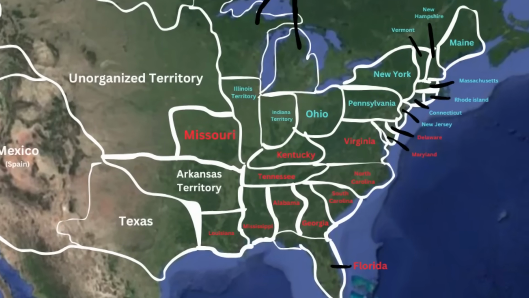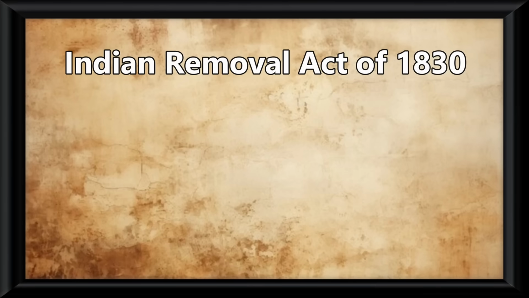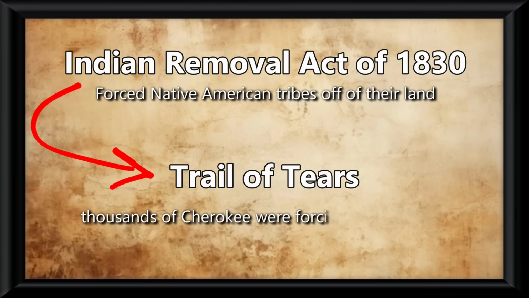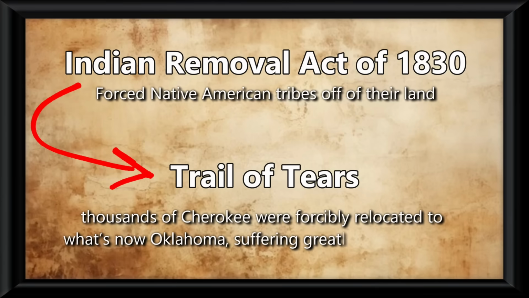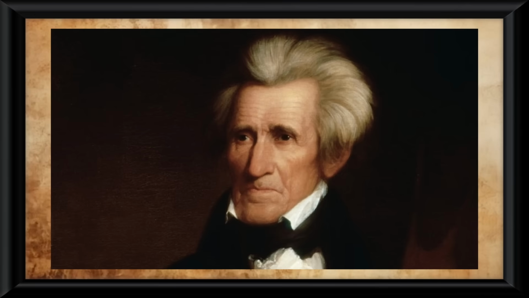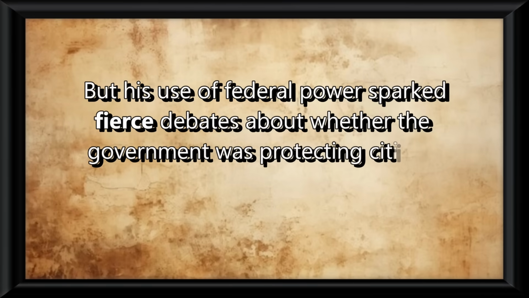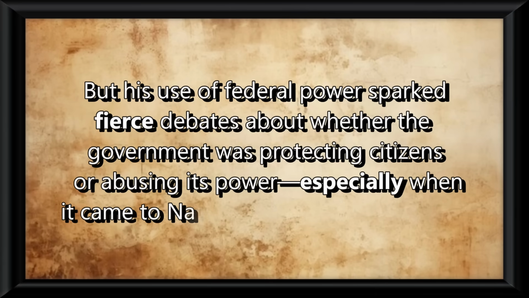As expansion roared heavily on the frontier, Jackson backed the frontier settlers with policies like the Indian Removal Act of 1830, which forced Native American tribes off of their land. This led to the Trail of Tears, where thousands of Cherokee were forcibly relocated to what is now Oklahoma, suffering greatly along the way. Jackson's policies made him a hero to many frontier settlers, but his use of federal power sparked fierce debates about whether the government was protecting citizens or abusing its power, especially when it came to native lands and the economy.